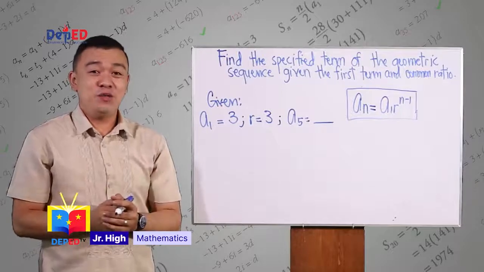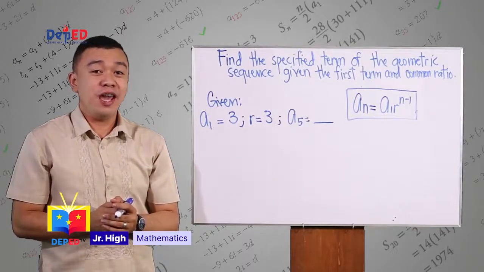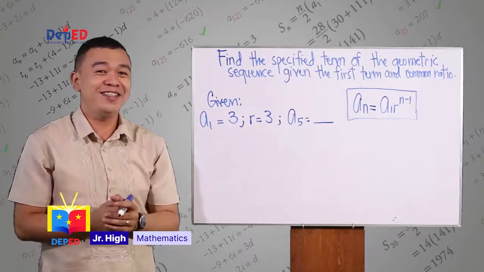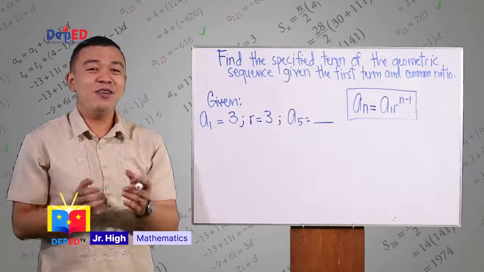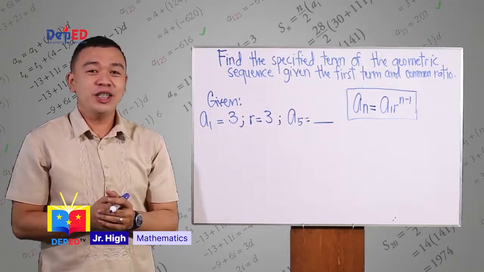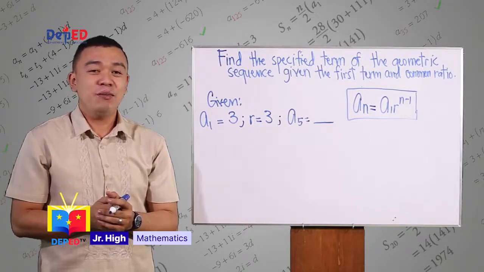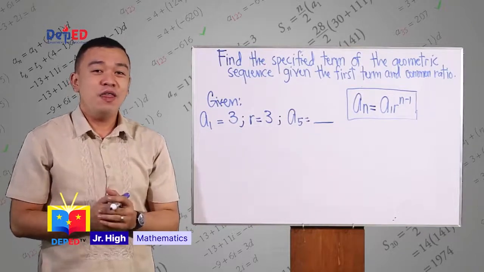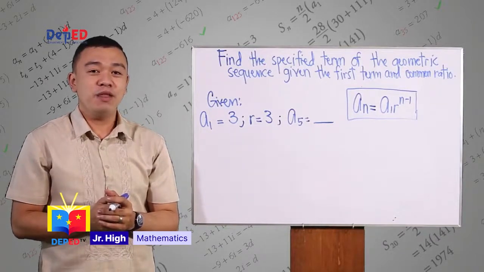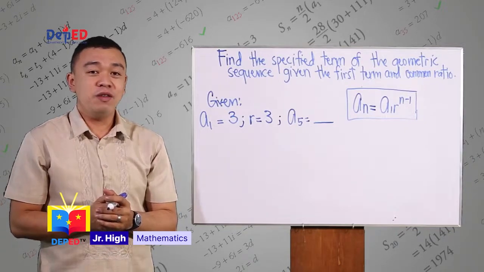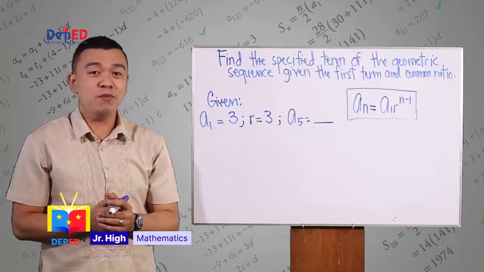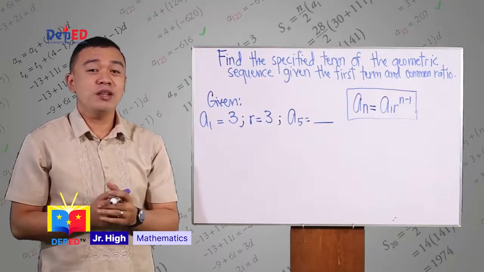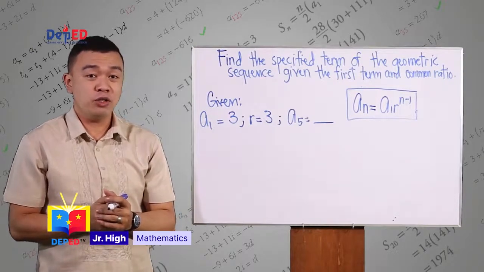Now, it's more swift and convenient to find the nth term of a geometric sequence using the formula, right? Now, let's try to see what you have learned from today's episode by answering this question. Find the specified term of the geometric sequence given the first term and the common ratio. The problem tells us to solve for the fifth term.